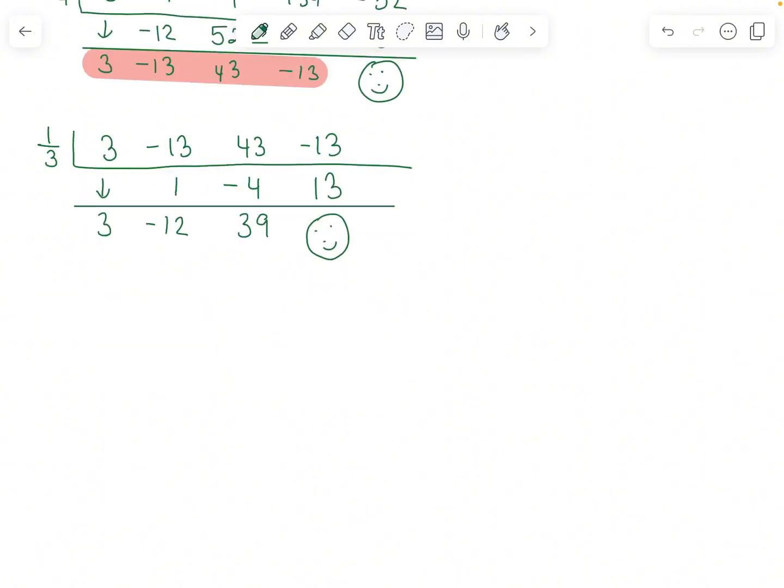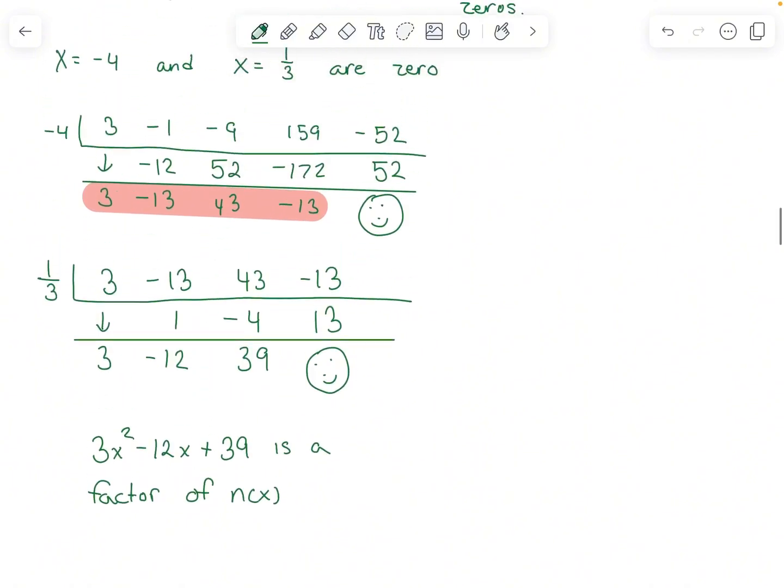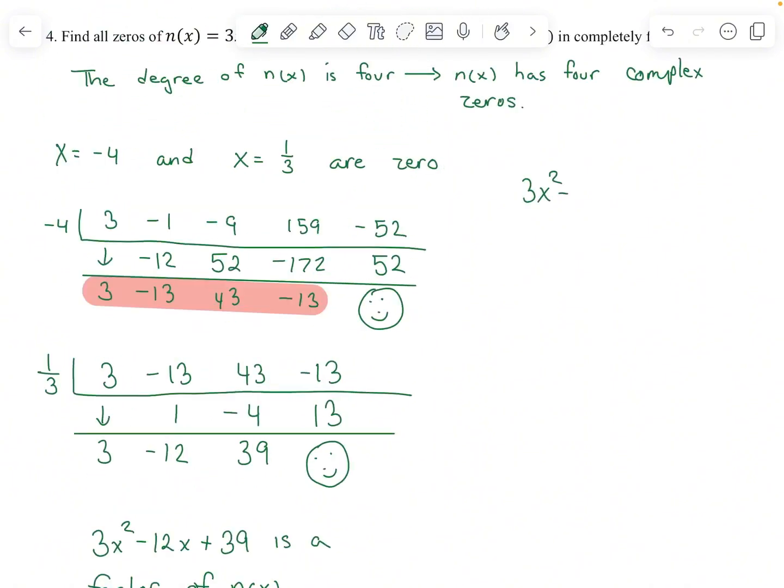So now we have 3, -12, and 39. These are the coefficients for the polynomial 3x squared minus 12x plus 39. And this is a factor of n of x. So what I'm going to do is set that factor equal to 0 and solve for x. So we have 3x squared minus 12x plus 39 is equal to 0. And I'm going to divide every term by 3. So we have x squared minus 4x plus 13 is equal to 0.